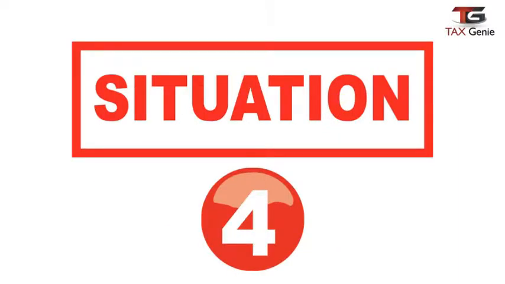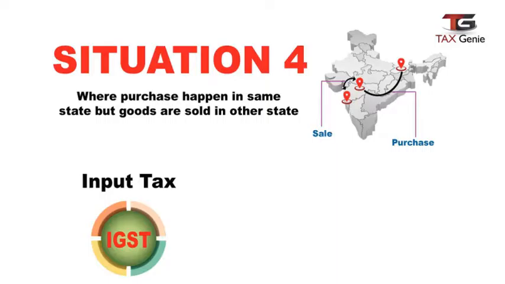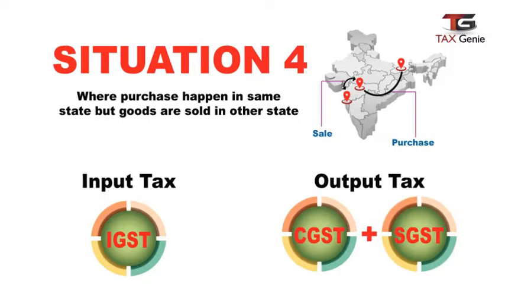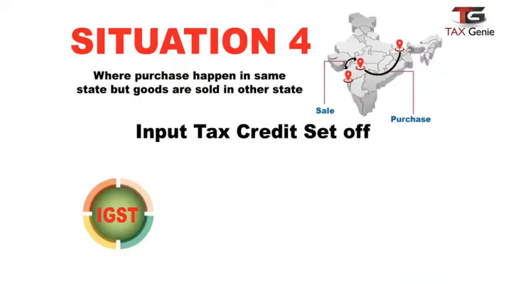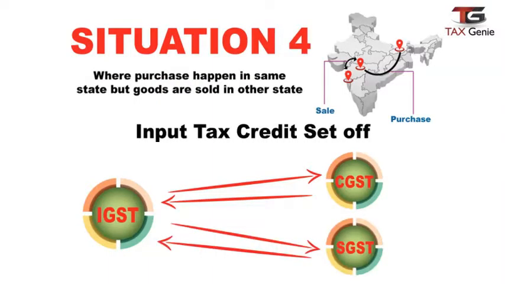Purchase happens in a different state and sale happens in the same state. This is situation 4. Here input tax will be IGST and output tax will be CGST and SGST. Again, the set off against these taxes happens with any tax.